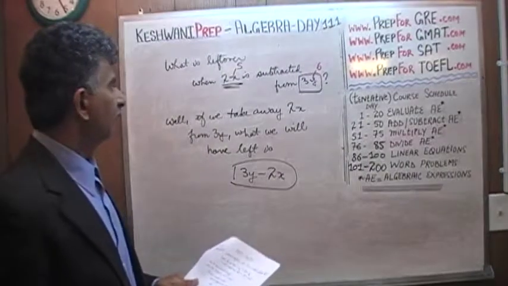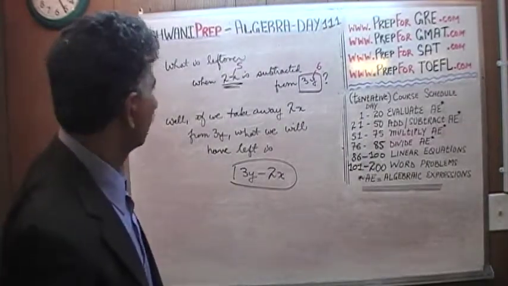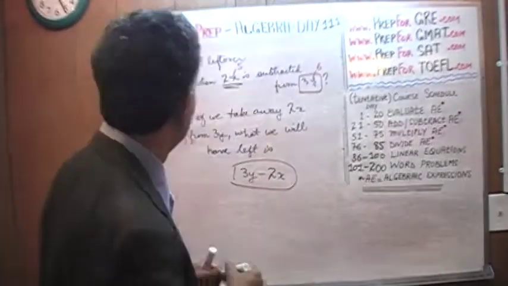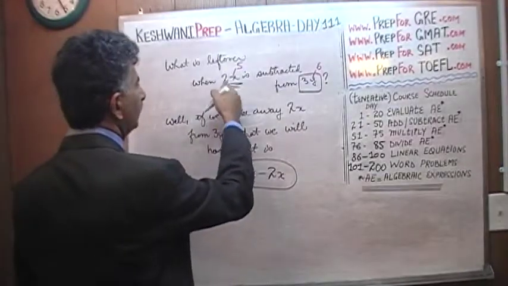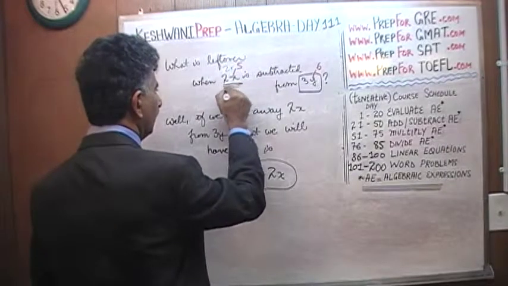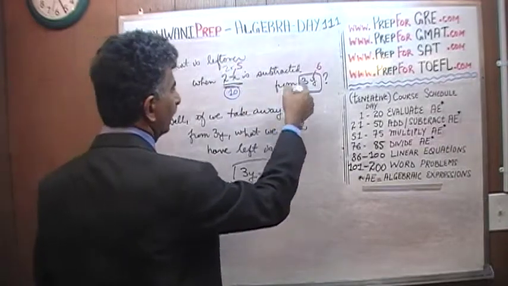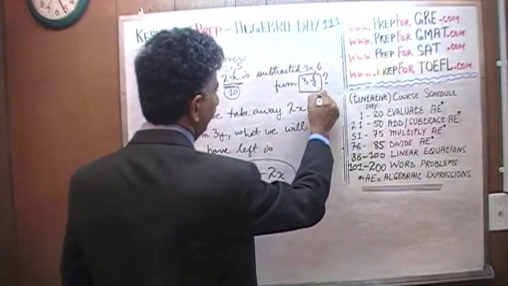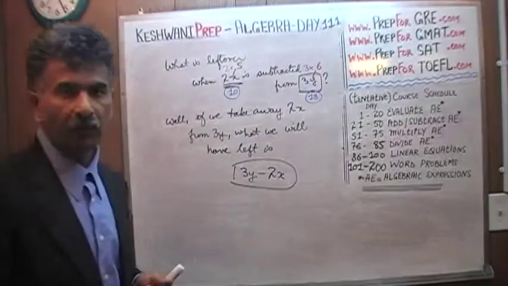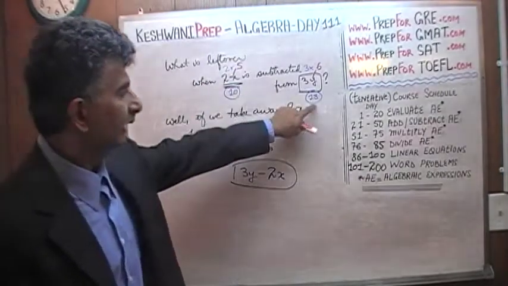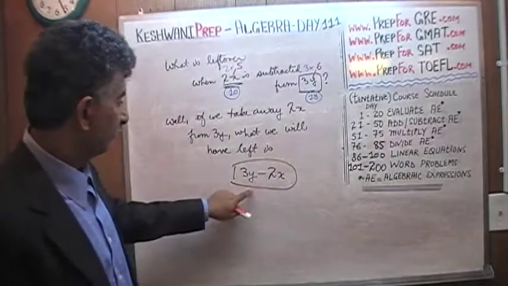So what does the question read now? What the question reads now is, what is left over when 2 times 5, which is 10, is subtracted from 3 times 6, which is 18? Well, the answer is very straightforward. What is left over when 10 is subtracted from 18? The answer is 8, which is exactly what we see here.